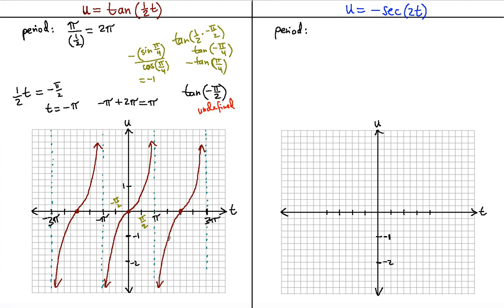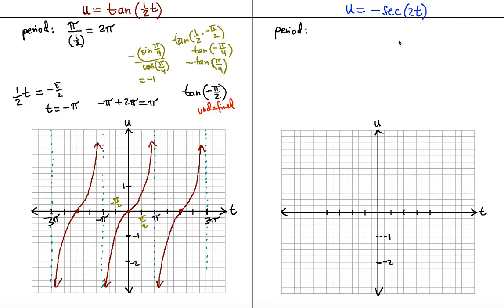Plug in, you will see it will give you a negative value. Right? So this is just for your own practice, but I showed you basically a shortcut to graphing this correctly without any mistakes. Now, the next one is going to be minus secant of 2t.